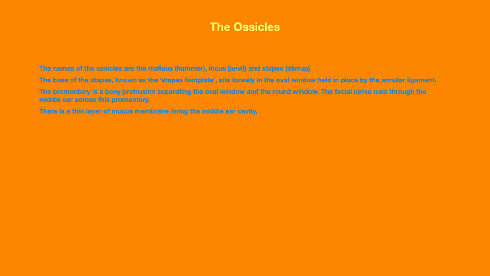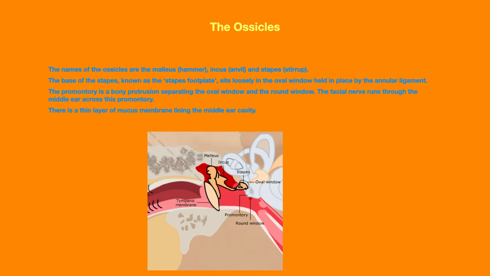The names of the ossicles are the malleus, incus, and stapes. The base of the stapes, known as the stapes footplate, sits loosely in the oval window and is held in place by the annular ligament. The promontory is a bony protrusion separating the oval window and the round window. The facial nerve runs through the middle ear across this promontory. There is a thin layer of mucous membrane lining the middle ear cavity.